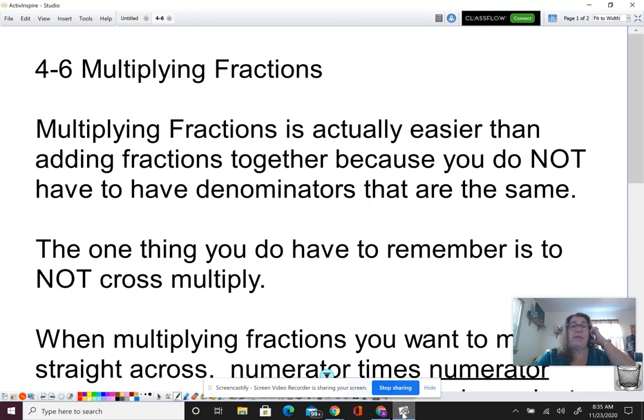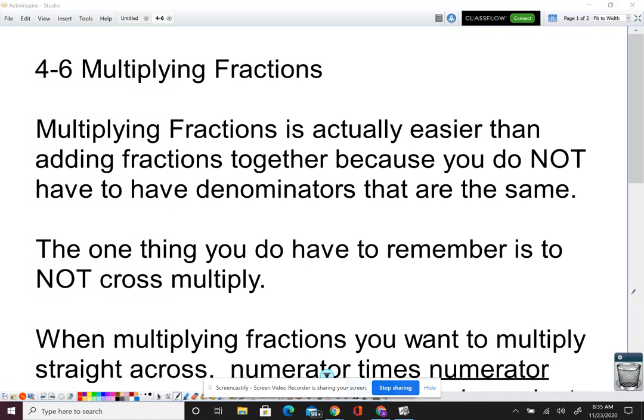Okay, so multiplying fractions. Actually multiplying fractions is easier than adding them, because you don't have to have denominators that are the same. So we don't have to get common denominators, and we shouldn't be getting common denominators when we're multiplying. The one thing you do have to remember is to not cross multiply.